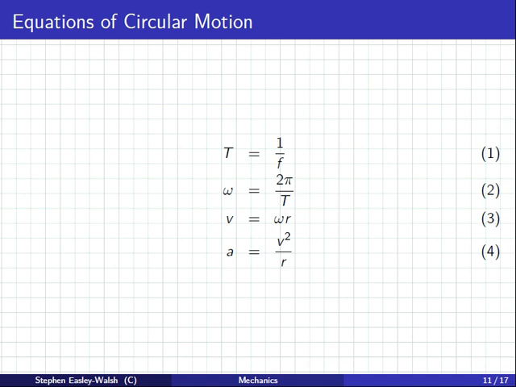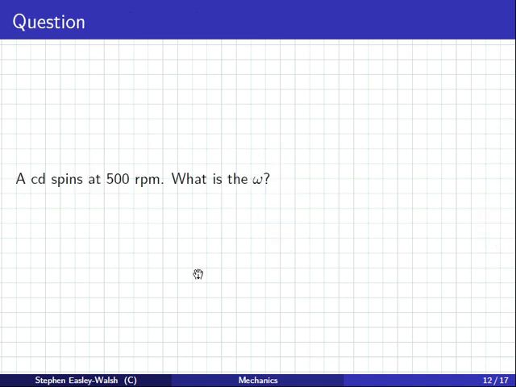Okay, have you got those? Have you all got those formulas? Let's have a look at some examples now. So the first one is a CD spins at 500 RPM. What's RPM? Revolutions per minute. So in 60 seconds, how many cycles? 500. So this is a short question. I want you to figure out what the omega is, and then I'll do it in a minute.